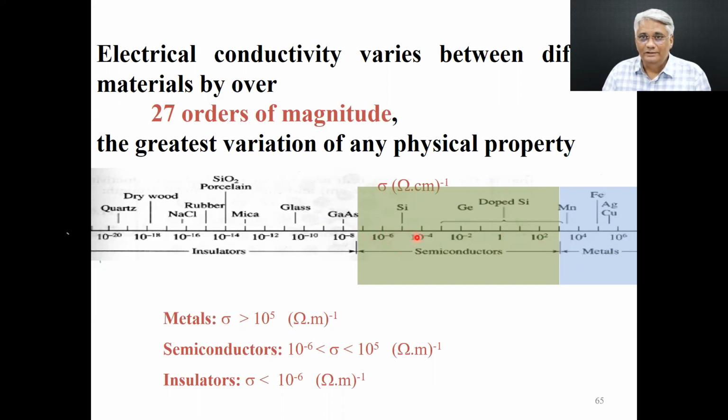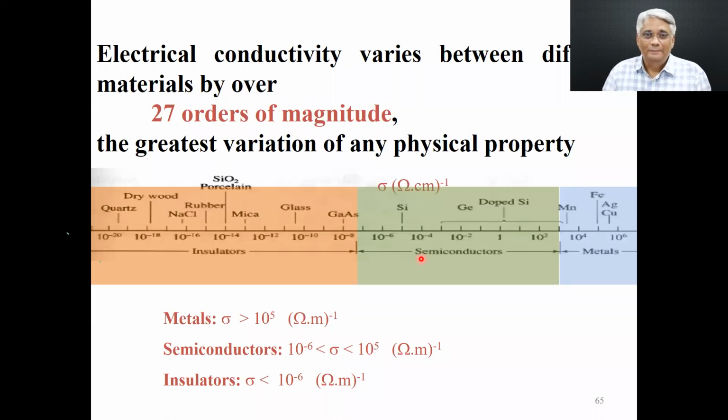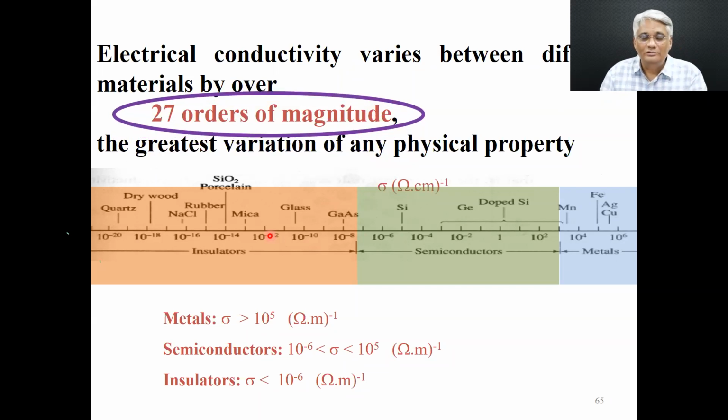You see between silicon and doped silicon, the conductivity changes by almost 5 to 6 orders. That's the power of doping. And when you come to insulators, you see the conductivity range varying by almost 10 to 12 orders of magnitude. All put together, this simple measurement called electrical conductivity can give you conductivity variation over 27 orders of magnitude.